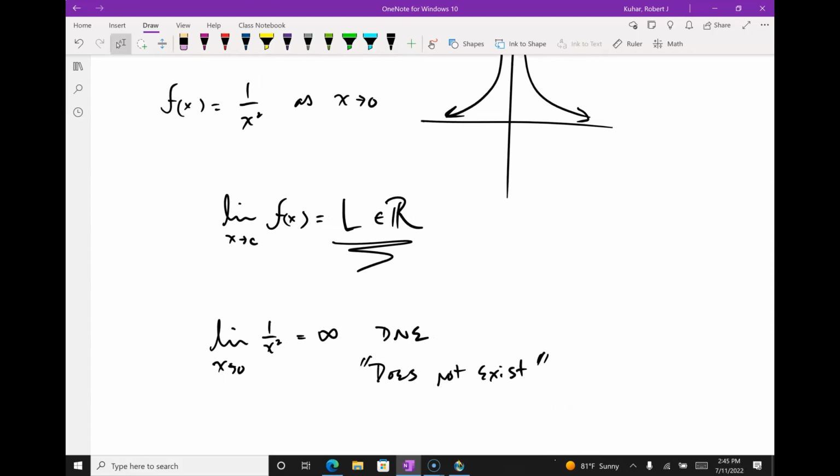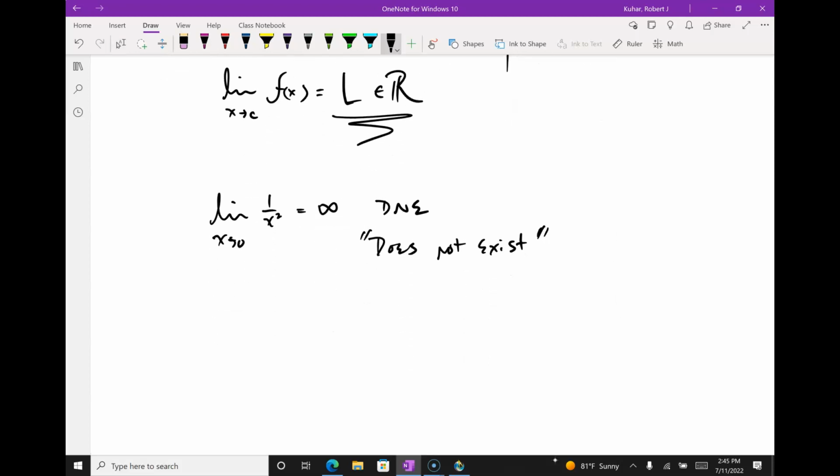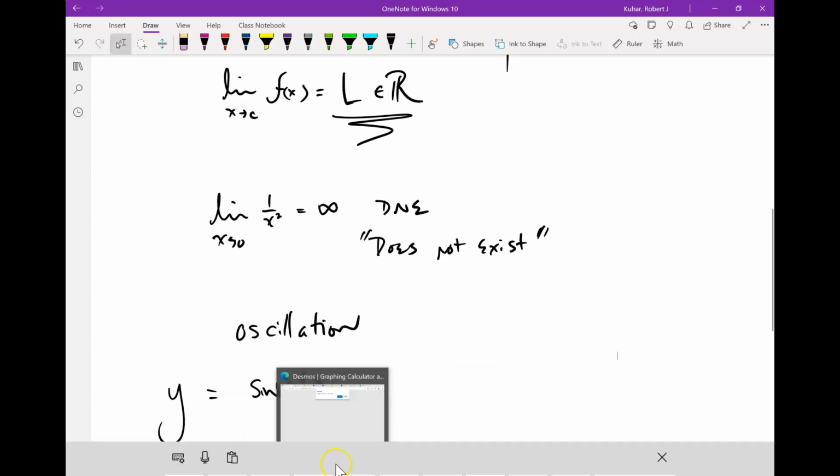The last one is called an oscillator. Are we okay here? Oscillation. So for example, y equals sine of 1 over x. This one is hard to see on the calculator, easier to see on Desmos. So let's go to Desmos with this one.